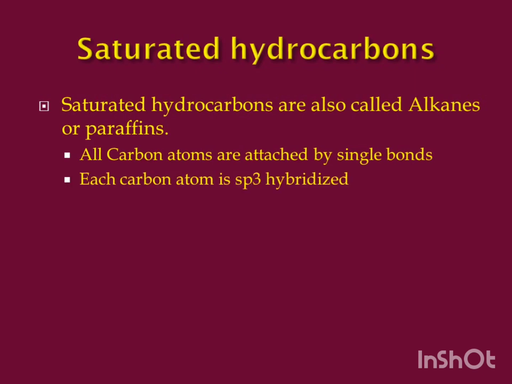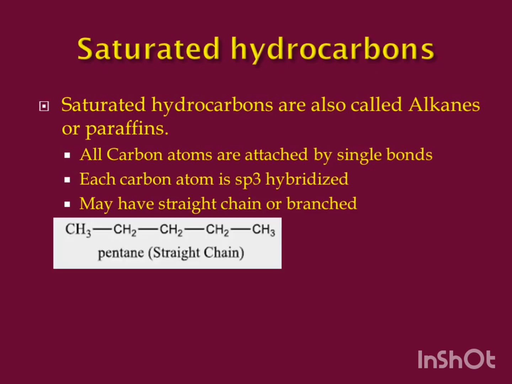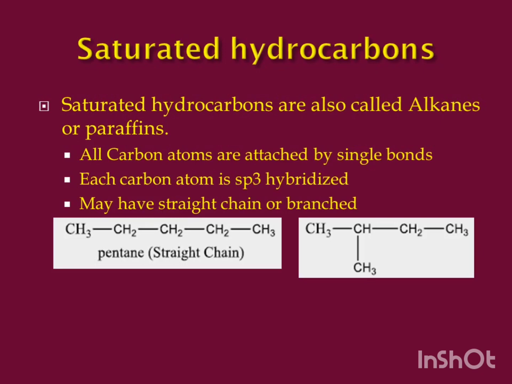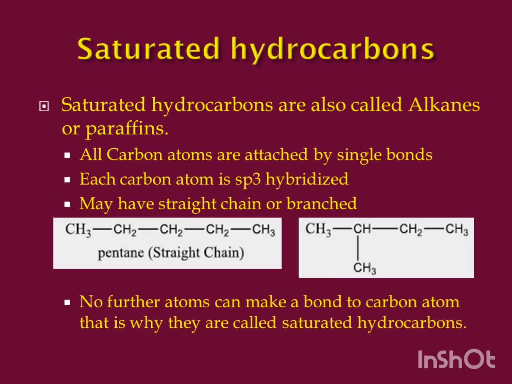Each carbon atom is sp3 hybridized. They might have a straight chain structure or a branch chain structure. For example, in n-pentane, you will see a straight chain structure and isopentane having a branch structure. As you can see, each carbon atom is making 4 bonds. It is saturated. No further atom can be added to the carbon atom. Since no further atoms can make a bond to the carbon atom, that is why they are called saturated hydrocarbons.